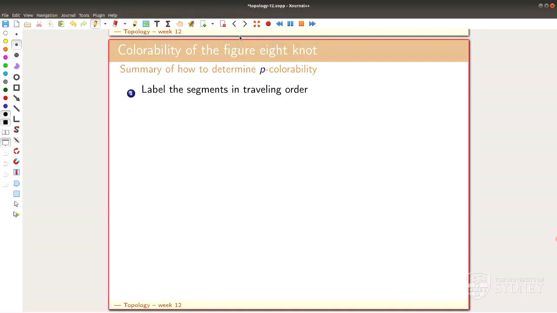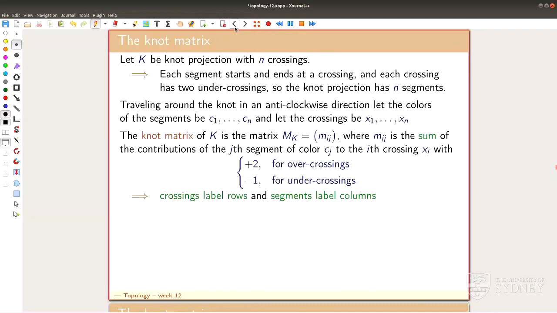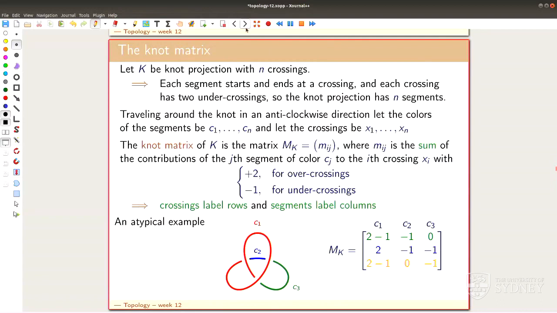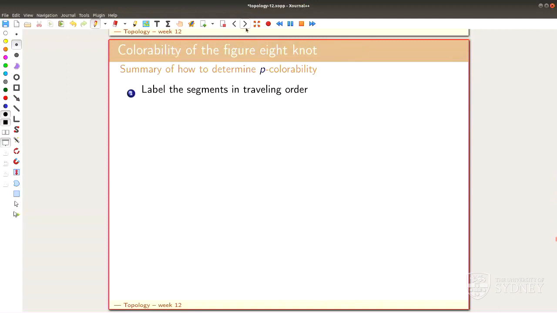So this one actually is the answer. It's a lot of slides here. Somewhere here, one before. This one here actually is the answer. So we need to compute its determinant. Okay, where are we? Okay, almost. So you just label the segments of the trefoil.